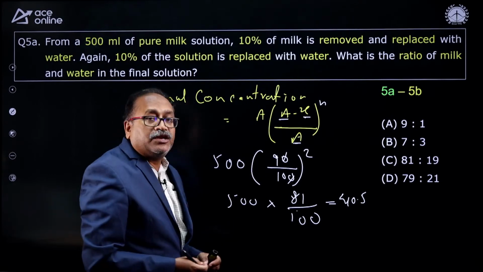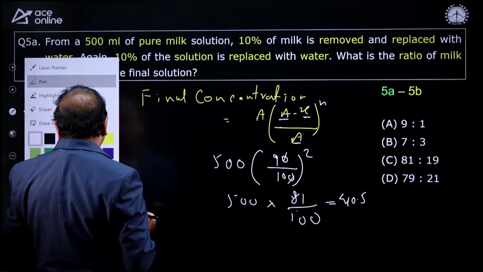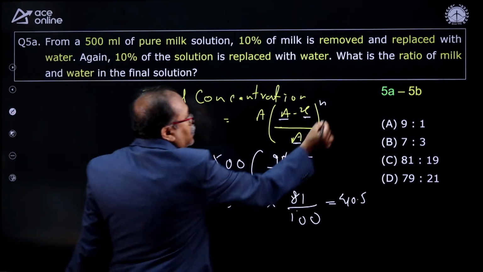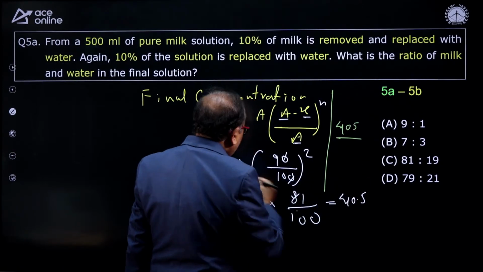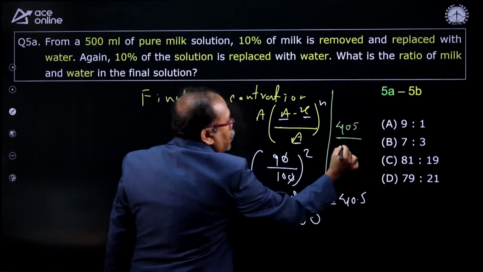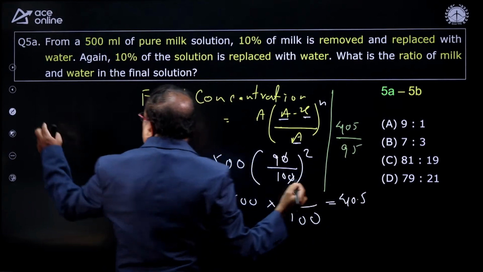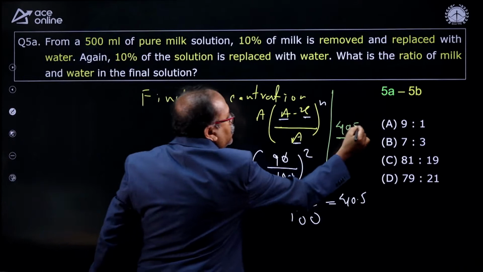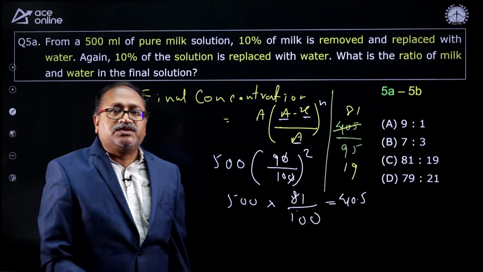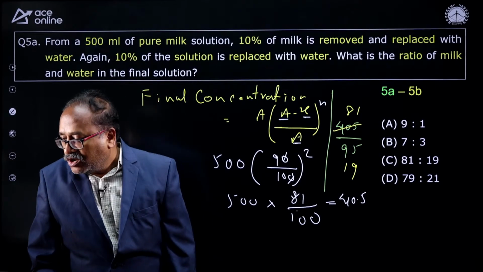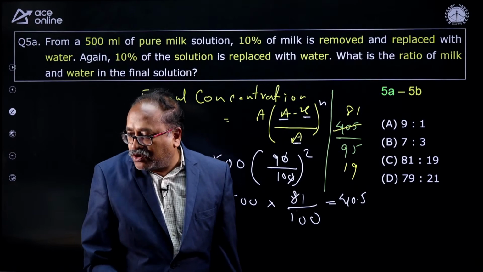So how much is the water? The remaining part is the water. If you want to find out the ratio, this is one way: look at this one. 405 is your milk, and 500 minus 405 is 95. With 5, this number gets cancelled. This is 81 and this is 90. So your answer is 81 is to 19. Okay, option C. Sai option C, Anusha option C, Aman option C.